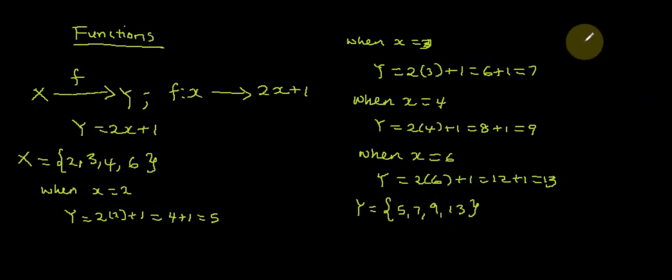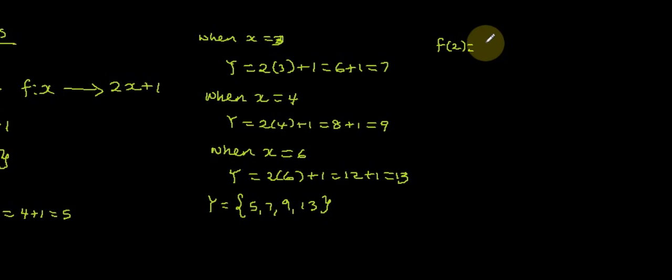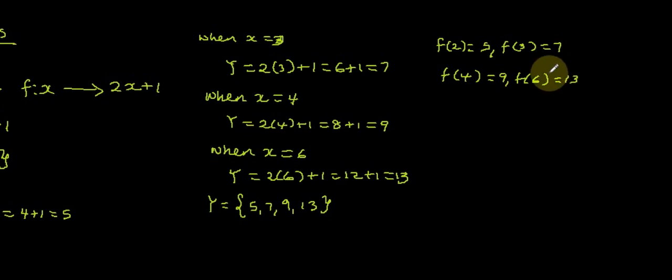So if we are to write this in function format, we will say f of 2. That means when you substitute 2 in f of x, which is y, it gave us 5. Then f of 3 gave us 7, f of 4 gave us 9, and f of 6 gave us 13. So this is how a function is written and represented.